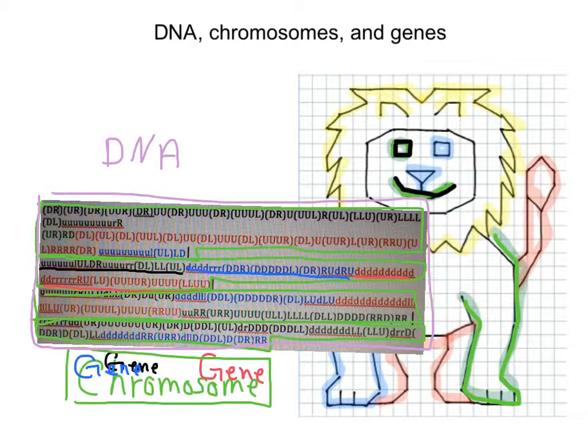So again, DNA is the complete set of instructions, as you can see here. DNA is broken up into chromosomes, which are like each table's job during this project. And chromosomes are divided even smaller into genes. And genes in this example are like the different colors of letters.